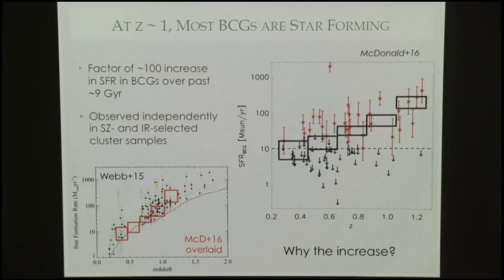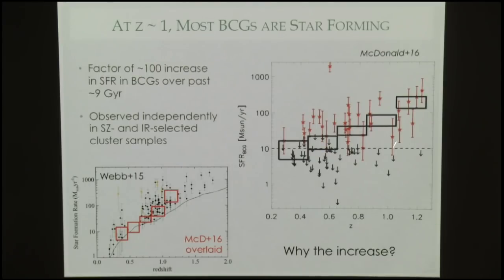And so we made this, I'll just skip to the result. This is the star formation rate in the central cluster galaxy as a function of redshift, and just focus on the black boxes, which are just the stacked means. And so as you increase in redshift from 0.2 to 1.2, you have an order of magnitude increase in the BCG star formation rate. So these things that at redshift 0 we call red and dead are 100 solar mass per year or 200 solar mass per year on average at redshift 1, which is a lot of star formation.